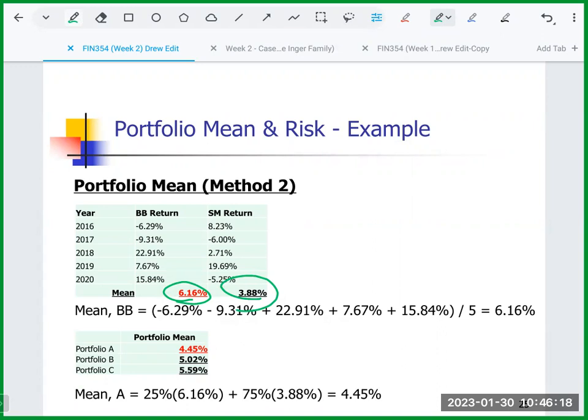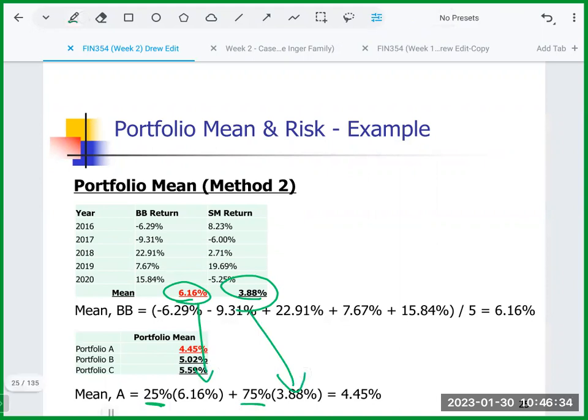Now, we know that for portfolio A, we have 25% of BB and 75% of SM, right? Which is here. So what do we do? We simply plug in the values like this, and we get the mean. So mean is always easy.